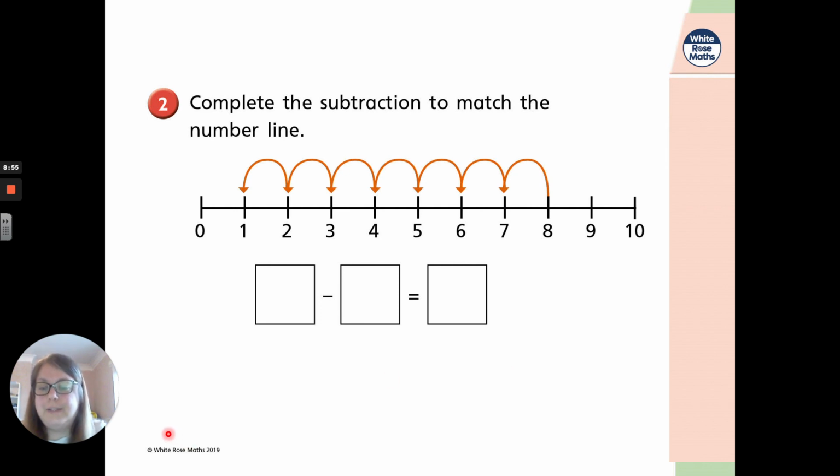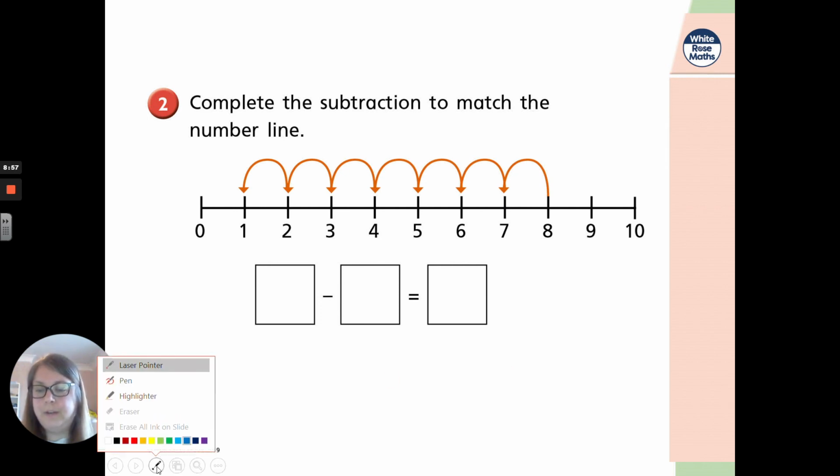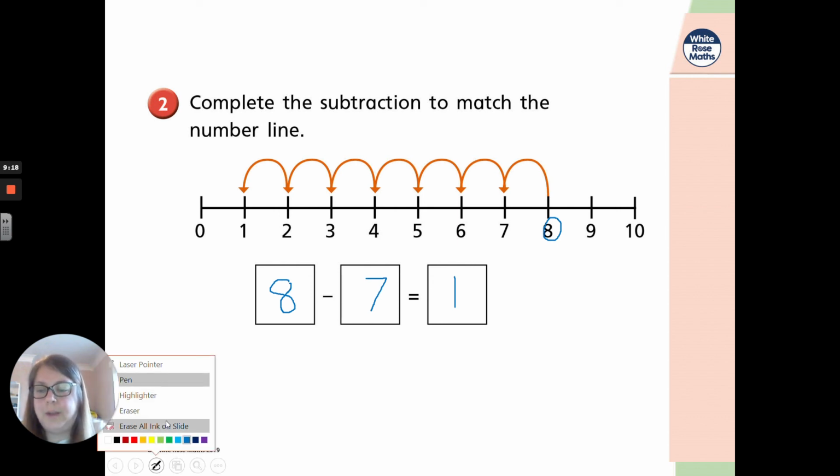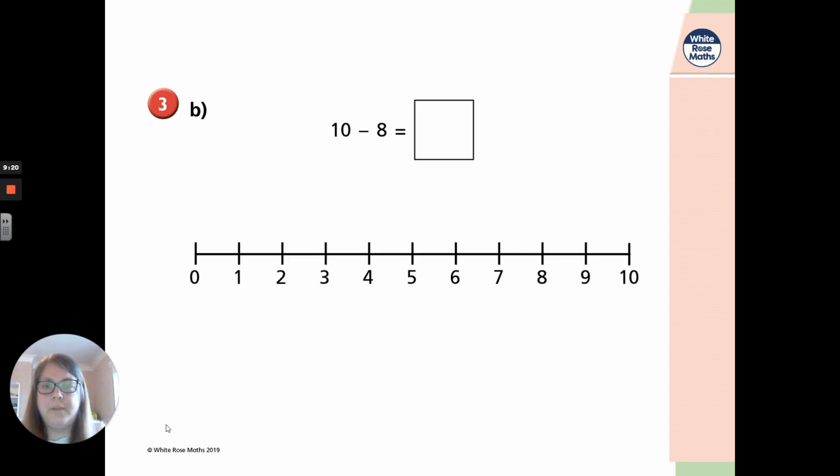So it is, let me get my pen on again. It is 8 take away 7 equals 1. Well done if you got that right, because I've started at 8. I've done 1, 2, 3, 4, 5, 6, 7 jumps, and I've ended up at 1. So my answer is 1. So well done if you managed to do that. Let's have a look at the next one then.